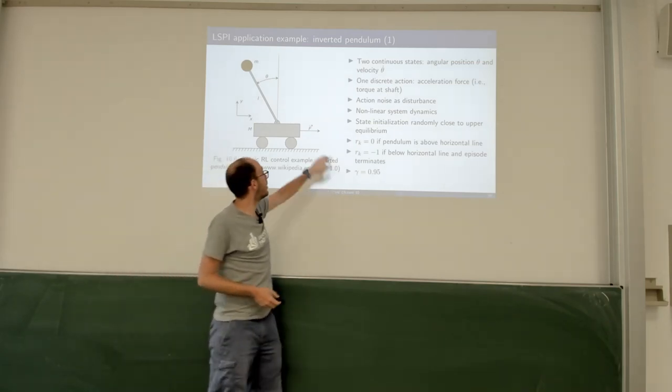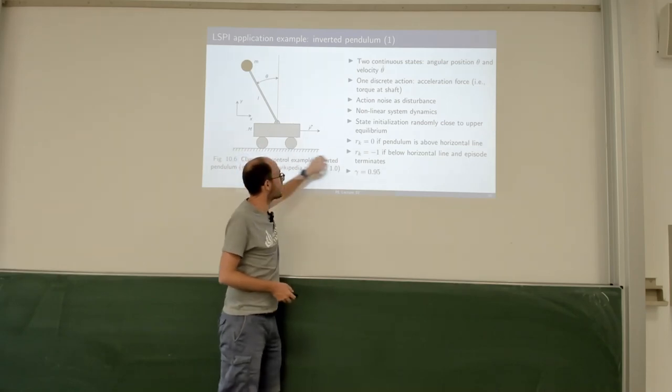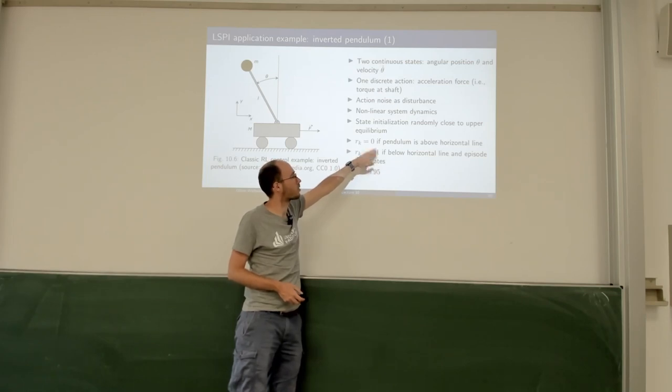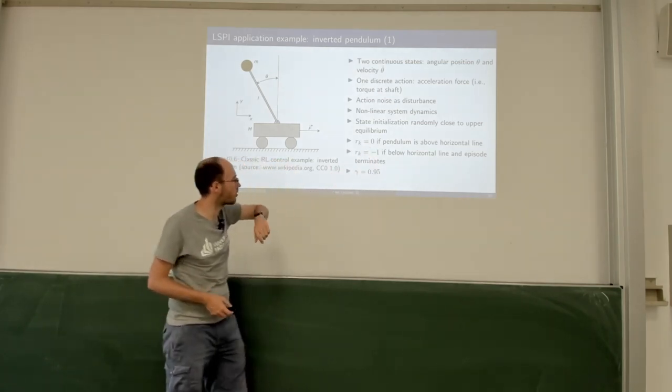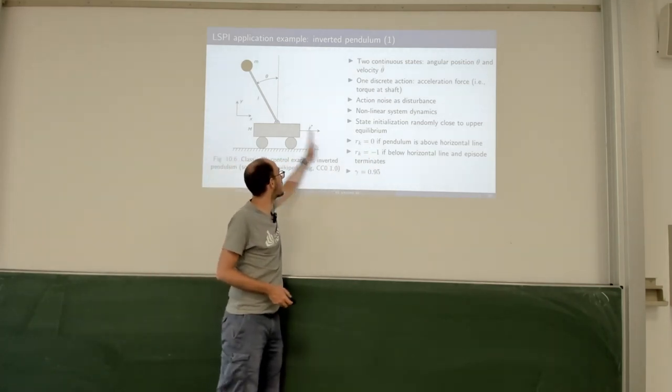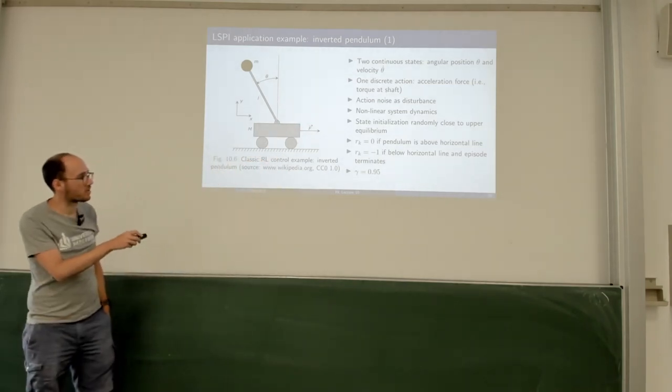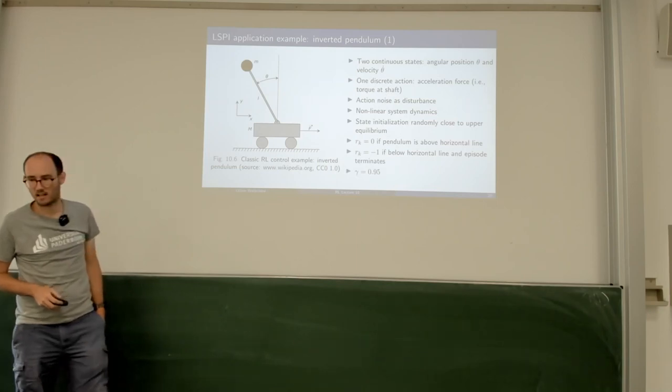So here is the horizontal line. If the pendulum is above the horizontal line, we do not get anything, which would be like a neutral reward. But if the rod goes below the horizontal line, there would be an episode termination and some negative penalty.